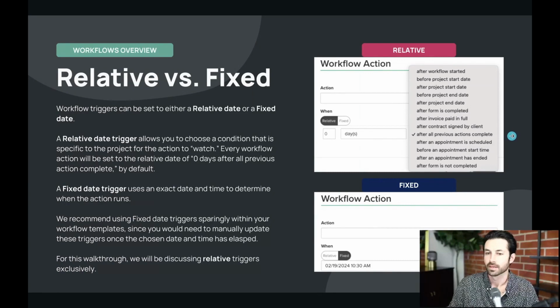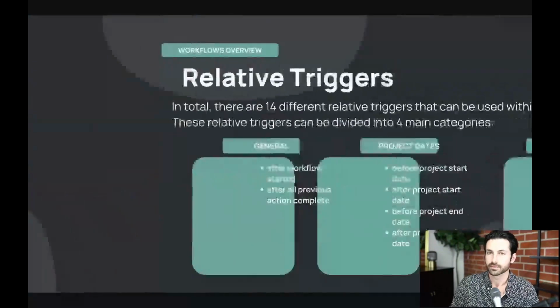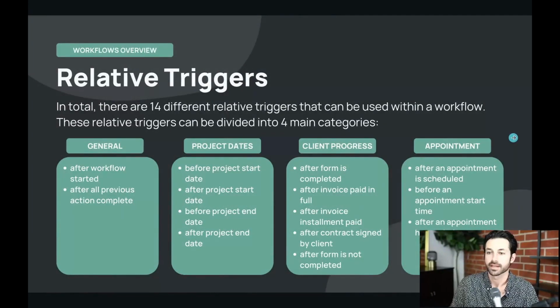All right. Cool. Let's go ahead and move on from our relative versus fixed. So like I said, we're only talking about relative triggers today. And as far as our relative triggers are concerned, we have 14 of them in total. I've again broken these down into buckets to categorize them a little bit better, since I think thinking about them as far as their overall purpose is a little bit more helpful than just looking at that chunky list view.